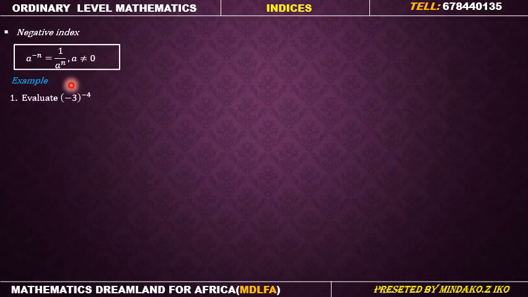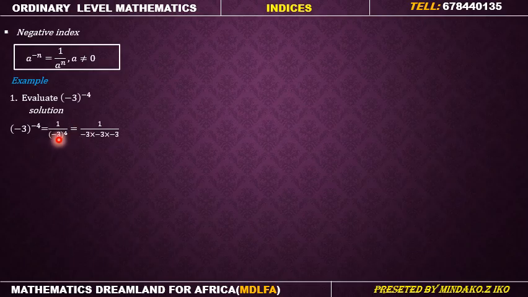All right, let's look at an example. Evaluate negative 3 raised to the power negative 4. So we have negative 3 raised to the power negative 4, which is simply equal to 1 divided by negative 3 raised to the power 4.